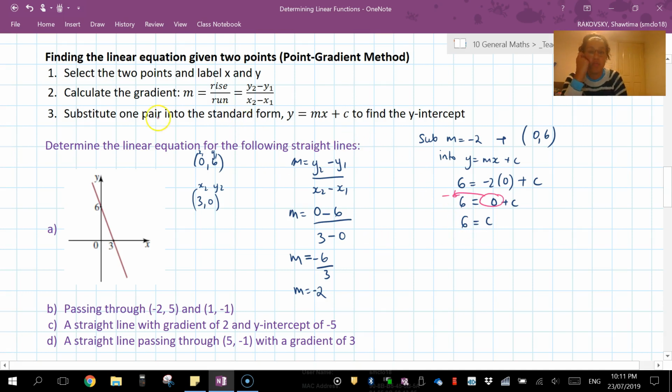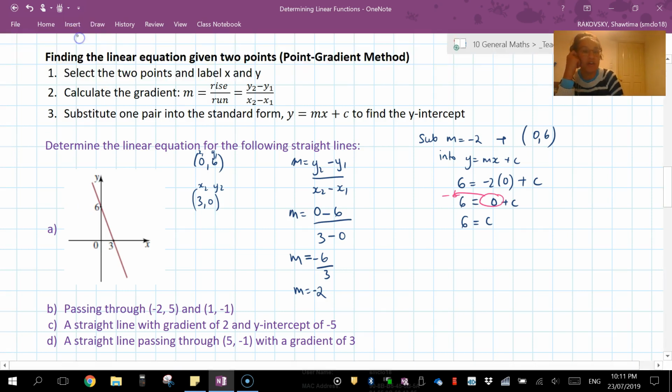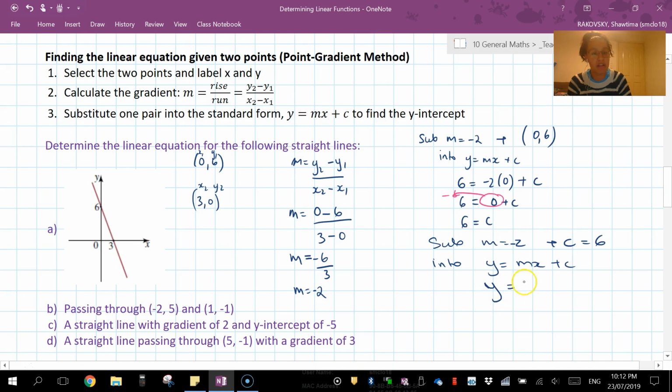So that is your y intercept, and you can actually see that by inspection through here. Not all graphs are always going to be that nice and easy for you. And then you substitute m equals -2 and c equals +6 into y equals mx plus c. So that's going to give us y equals -2x plus c. If this was a negative intercept, it would be subtract, and we'll look more at that next up.